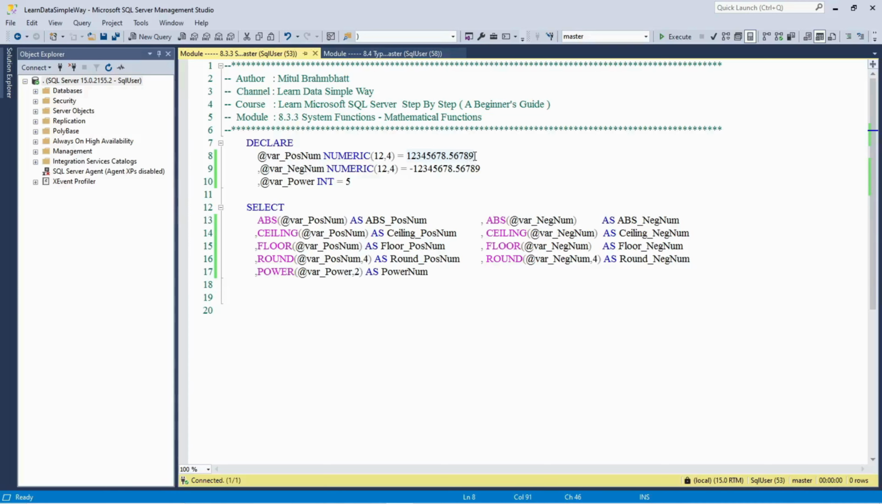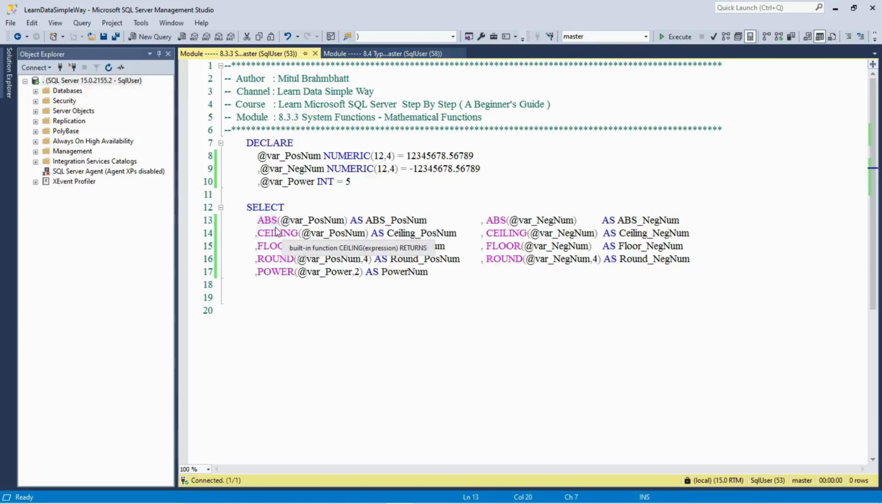The number we are assigning to it is 12345678.56789. The same number, in the negative, is what we are assigning to the negative variable, and the data type remains the same. The third variable we are declaring is for power, of integer type, and we are assigning the value 5.